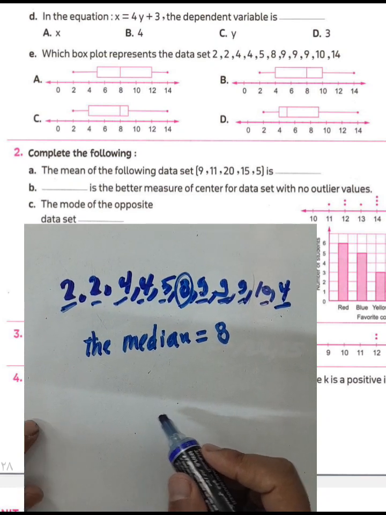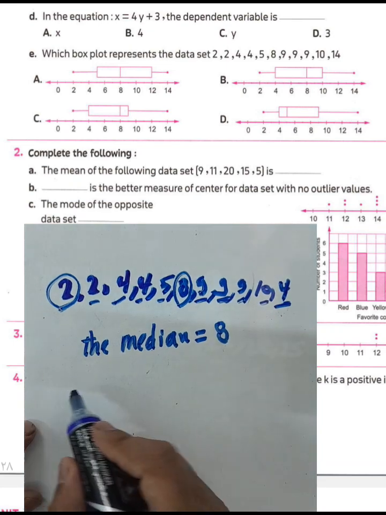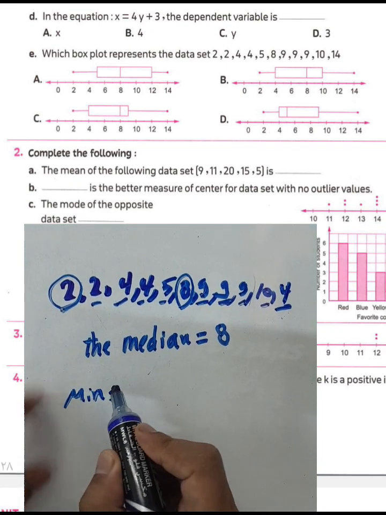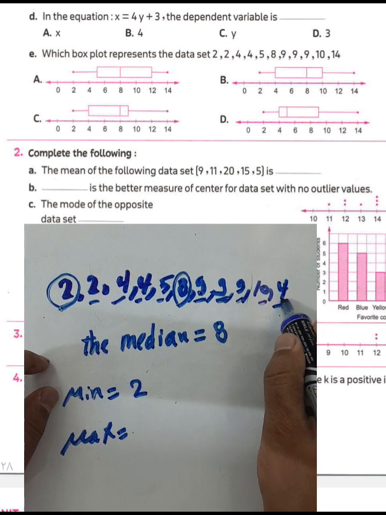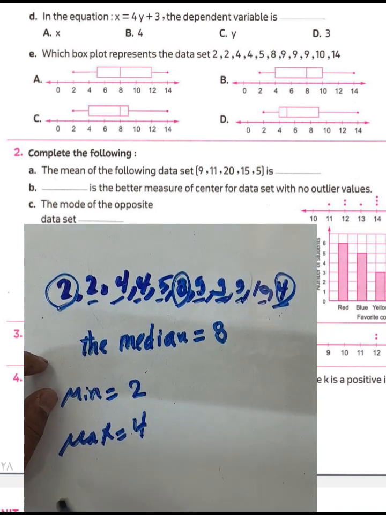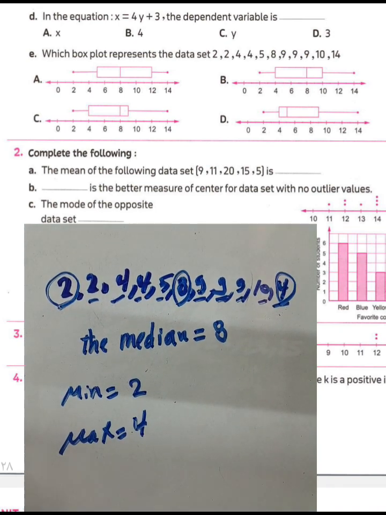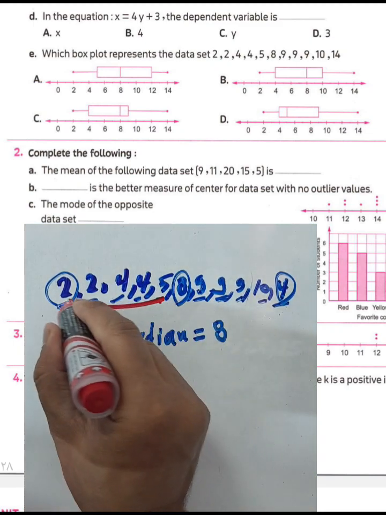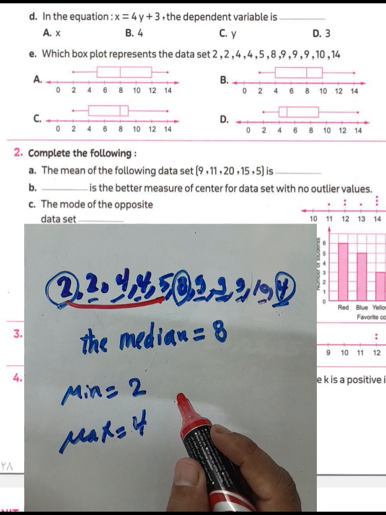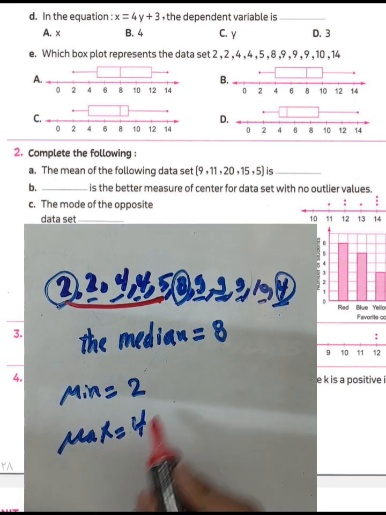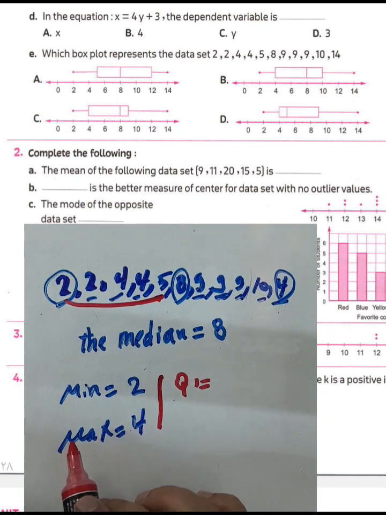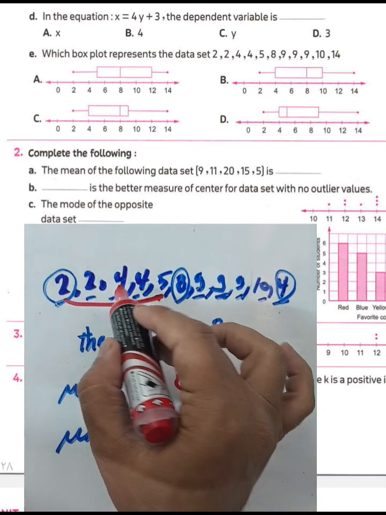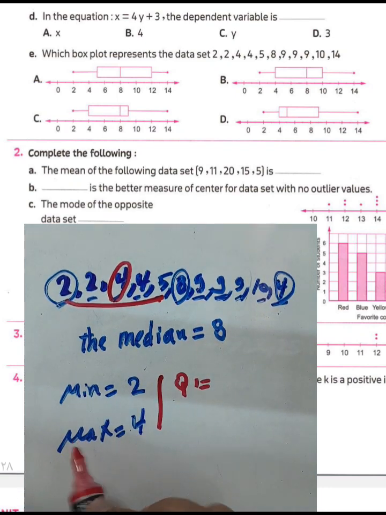And 2 will be the minimum. The minimum value here will be 2. And the maximum value will be 4. And from this group, we can find what? Q1. Q1 here refers to the lower quartile. What is this number? This number will be 4.